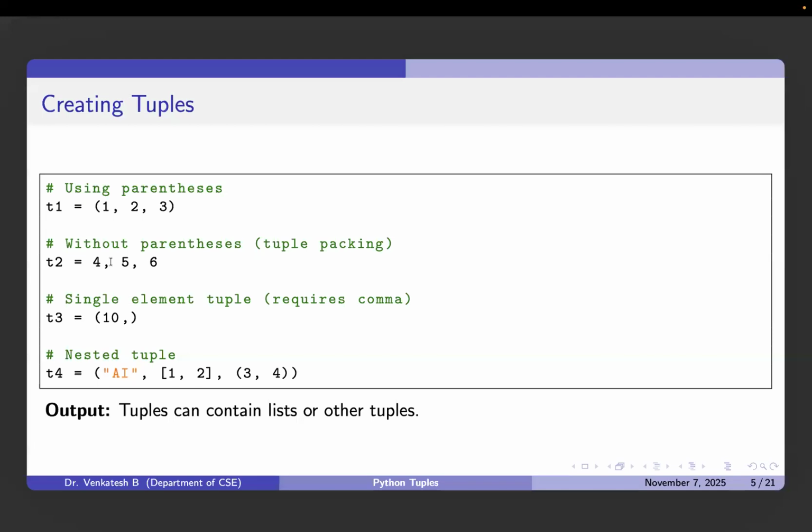So there are four ways we can create one. One way is using parentheses, another is without using parentheses. And if you want to create a single value, we create a value and we need to keep a comma. Otherwise, it is not going to be considered as a tuple. Okay.